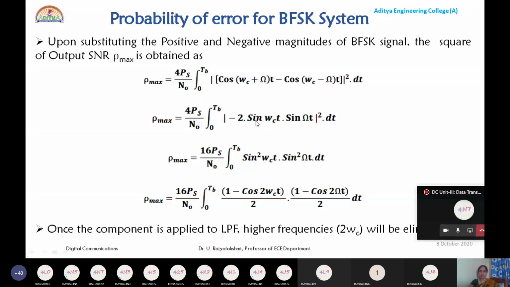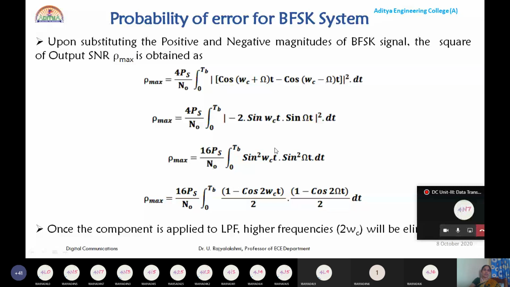Okay, so now you have magnitude square. The negative term gets cancelled because minus 2 whole square will be 2 square only. So you will get 4 here. If you take that 4 outside the integration, you will get 16 PS divided by N naught, integral 0 to TB sin square omega CT into sin square delta omega T dt.